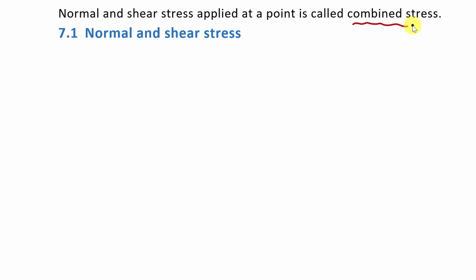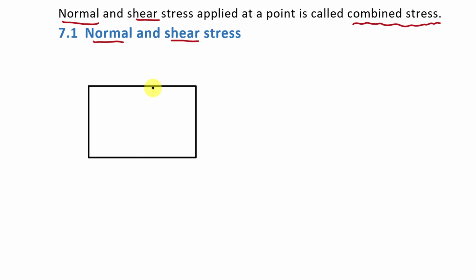Now what is combined stress? So we can say that normal and shear stress applied at a point is called combined stress. Let's say if we have any body and in that body we have normal stress and we also have shear stress, then we can say that in that body there is combined stress. Fine? Now we are going to derive equations to find out normal and shear stress in the body on any plane. Fine?